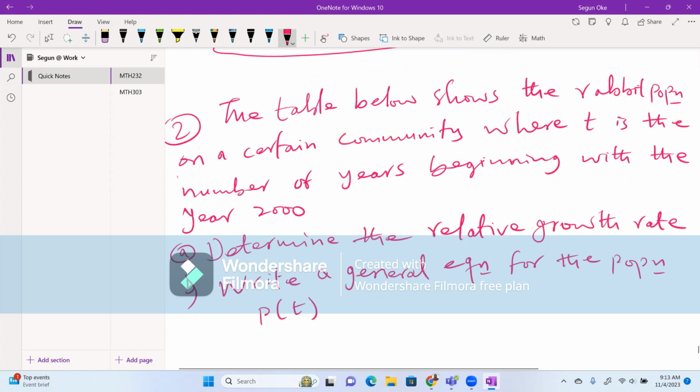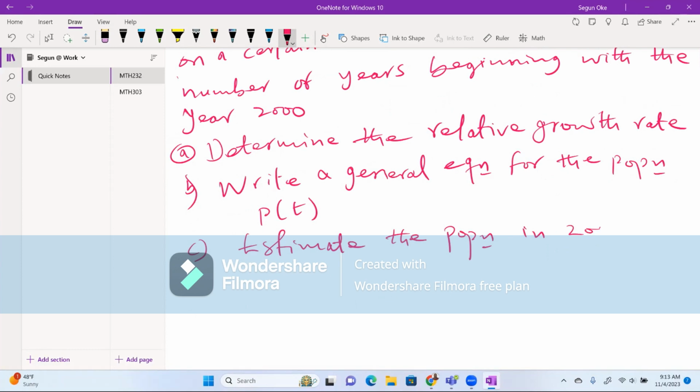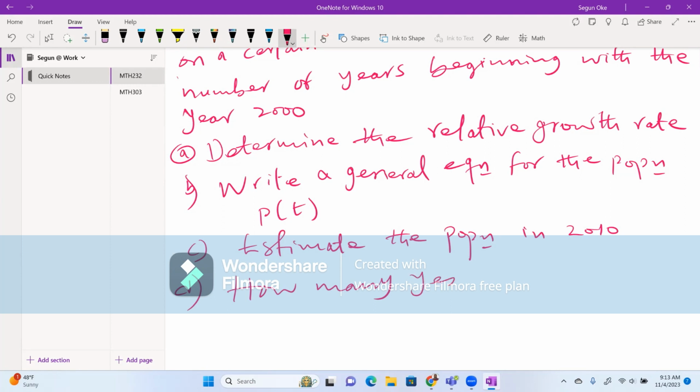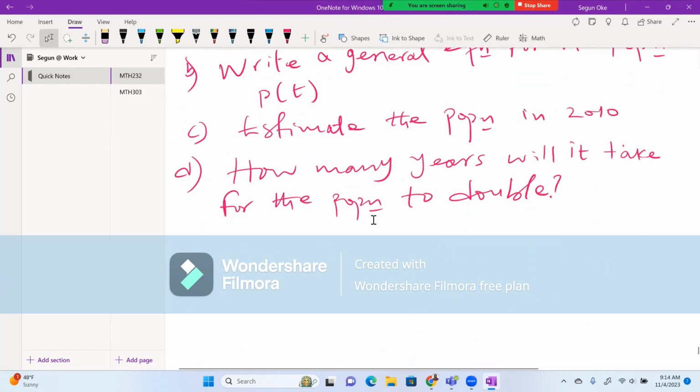Then our C says estimate the population in 2010. Our D, how many years will it take for the population to double? So let's look at the table. How many years will it take for the population to double? So let's look at this.